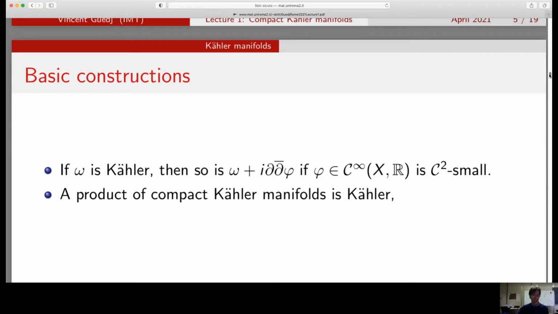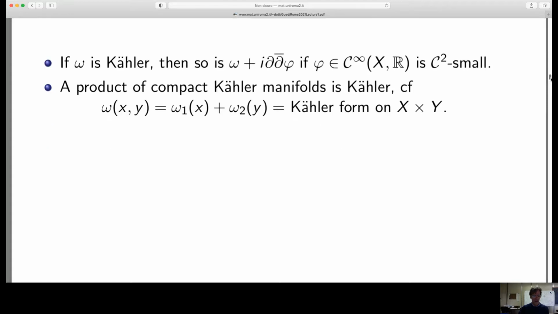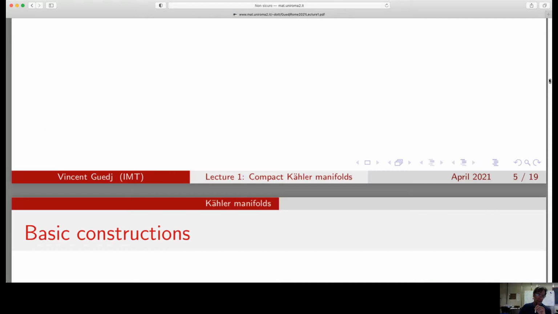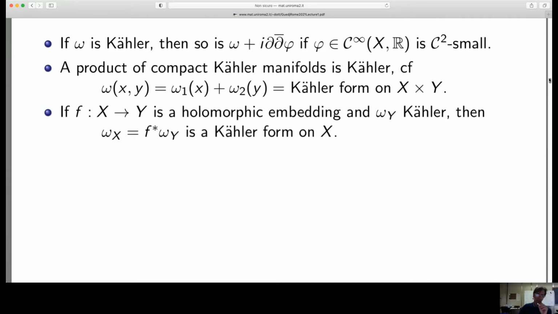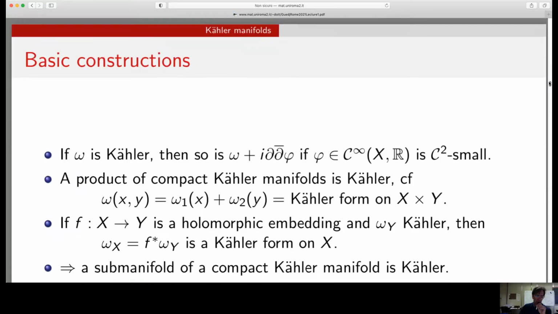Another simple example is a product of Kähler manifolds, where you have just the sum of the two Kähler forms: omega at (x,y) is omega 1 at x plus omega 2 at y. And also, if you have an embedding f of some manifold X into some manifold Y, and you assume that Y is Kähler, then you can pull back the Kähler metric on Y, and since f is an embedding, you will also get a Kähler form, which will give you a Kähler metric on your manifold X. In particular, this happens when f is an inclusion, so that X is a complex submanifold of Y.